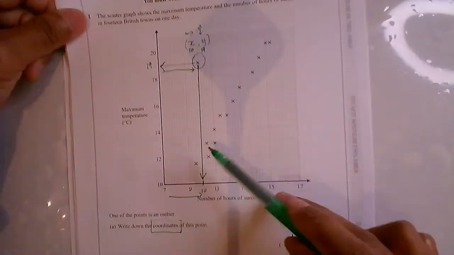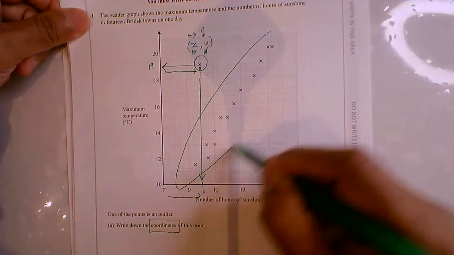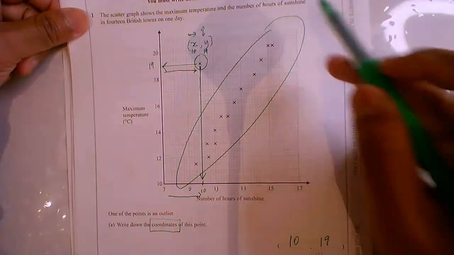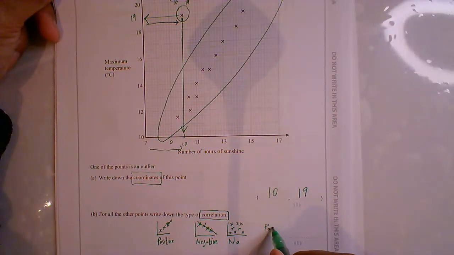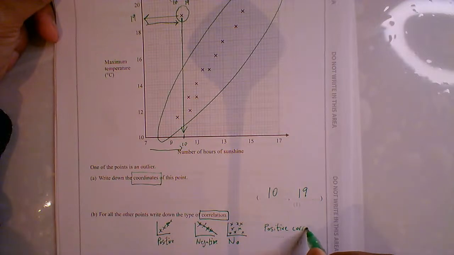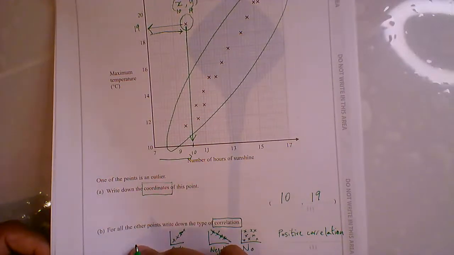And so you can clearly see there is an uptrend going on here. You can see there's an uptrend. So this is what we call a positive correlation. Okay, let's go to the next one. So I'll give you a few seconds to try this one.